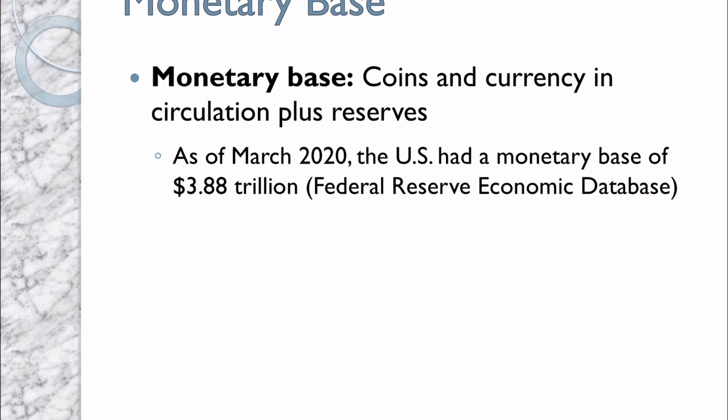impact this actually had. So the monetary base is defined as coins and currency in circulation plus reserves. So when this PowerPoint was created, as of March 2020, the U.S. had a monetary base of 3.88 trillion. Now, I told you that the reserve requirement was changed in March 2020. It was actually changed on March 26, 2020, right at the very beginning of the COVID pandemic. And this value updated now as of June 2020, there is now $5 trillion of monetary base.